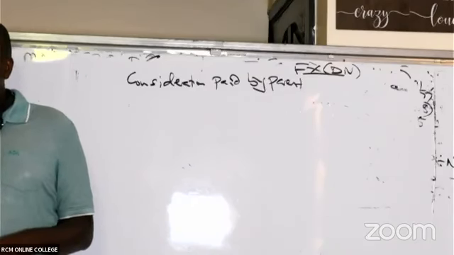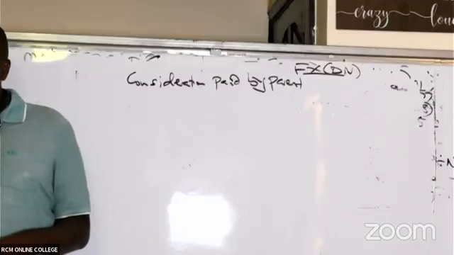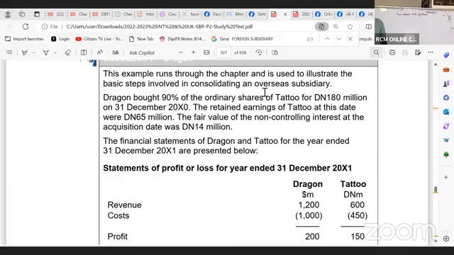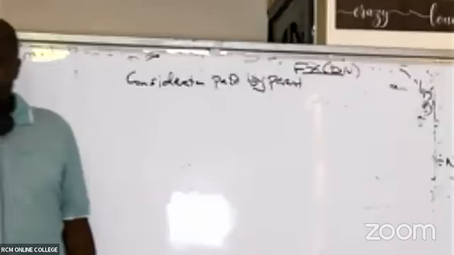180. M is giving me 180. But is it in the form of dinars? Is it in the form of dinars? Yes, it's dinars. 180 dinars. So in this case here, 180.